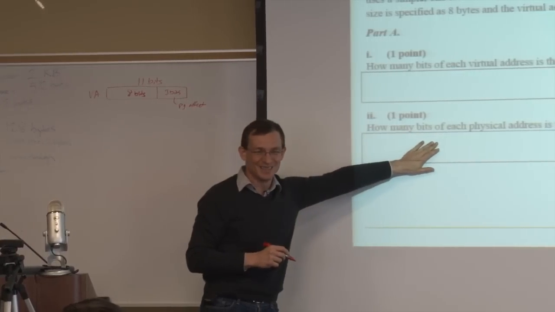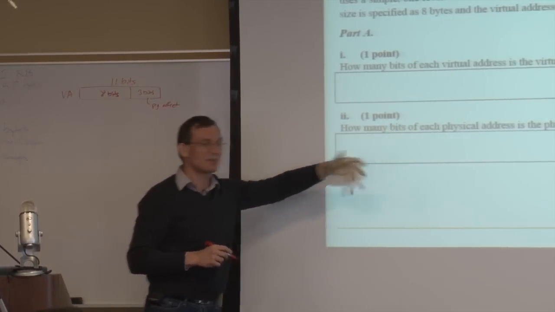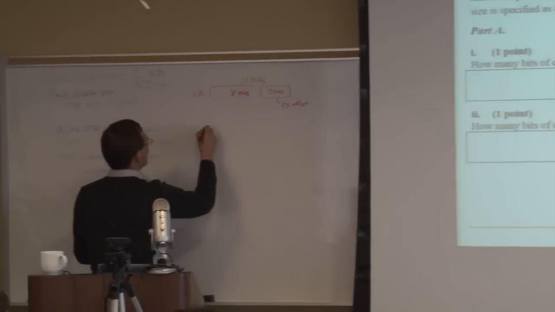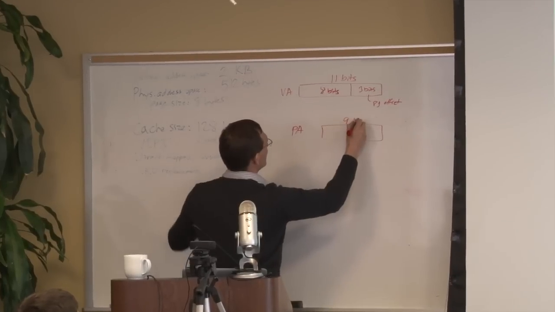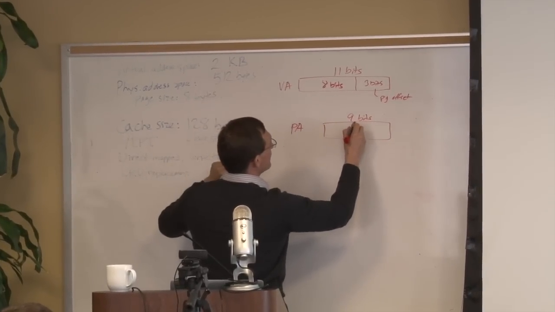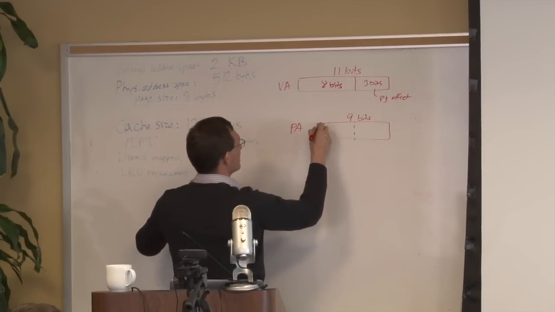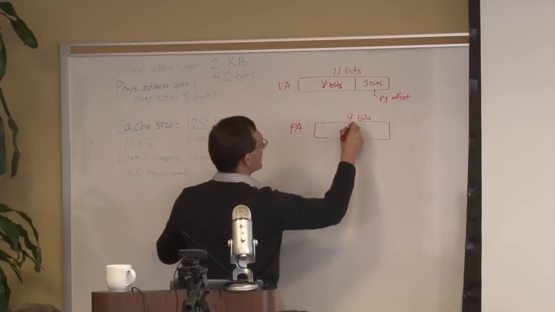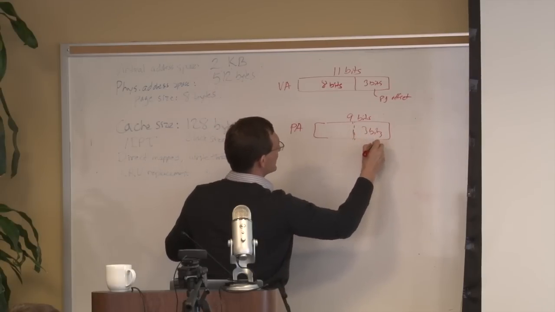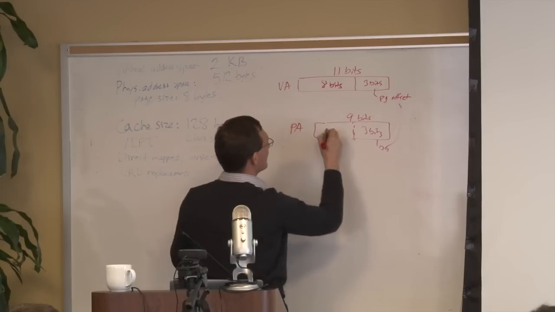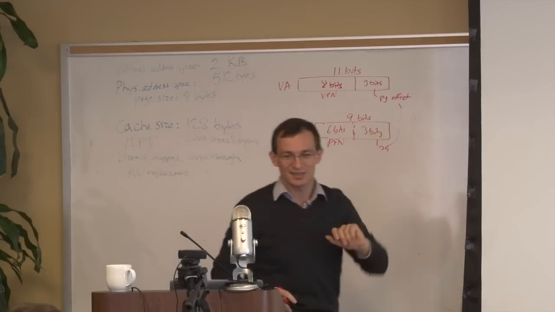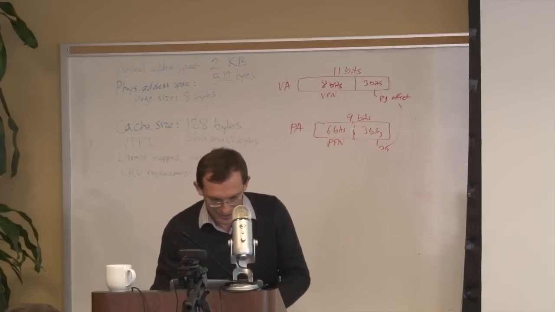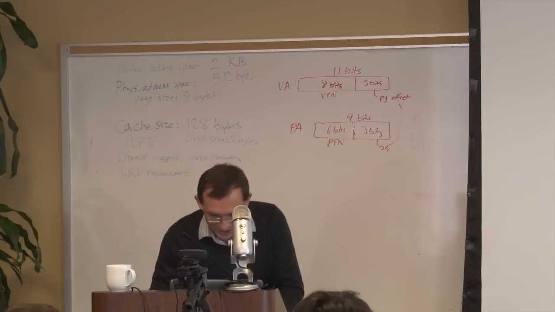You get 1 point. It's a freebie. How many bits of each physical address is the physical frame number? Well, you do the same thing for the physical address now, right? The physical address is 9 bits total, because it's 512 bytes. 3 bits is the page offset, same thing, and 6 bits is the physical frame number. Well, the answer is 6. Done. Now let's take a look at the more interesting part of the question.